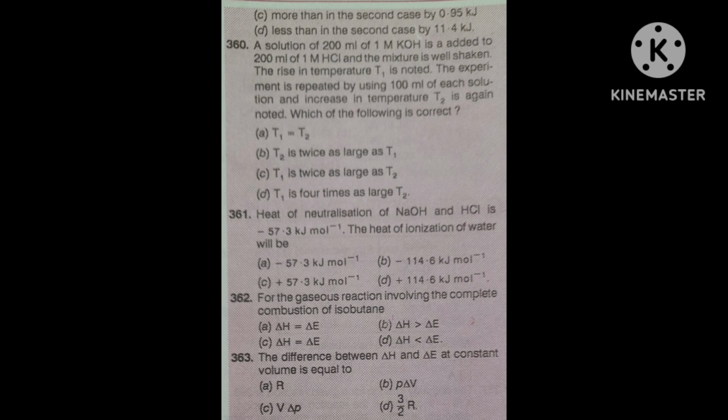Next question, I am repeating. The difference between delta H and delta E at constant volume is equal to: first option R, second option P into delta V, third V into delta P, fourth 3 by 2 R.